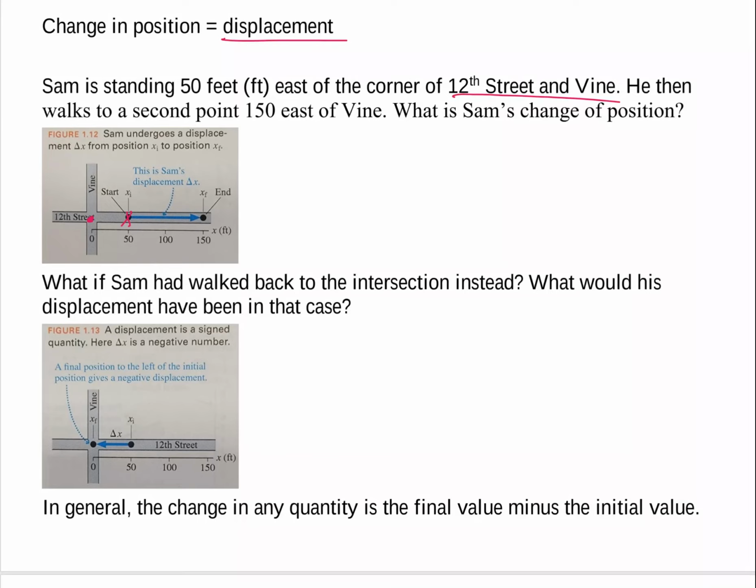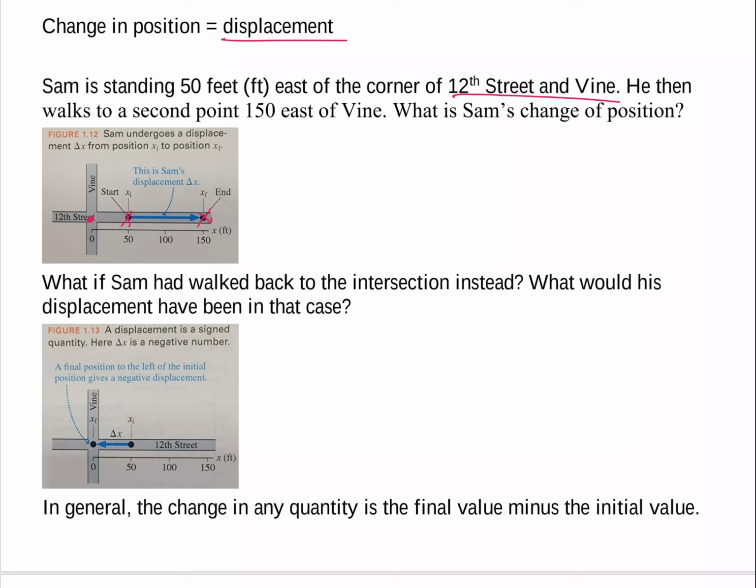Sam walks to a second point 150 feet east of Vine. What is Sam's change of position? So now Sam goes over here. He's 150 feet east of Vine. But what was his change of position? What was his displacement? How far did he move? He moved 100 feet. Okay?